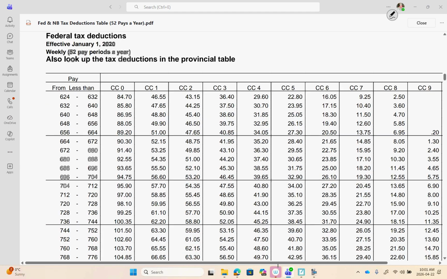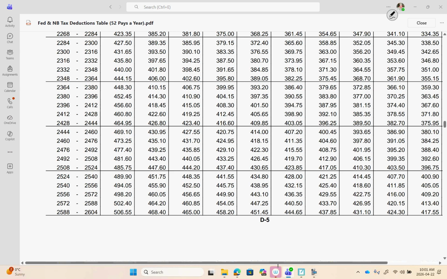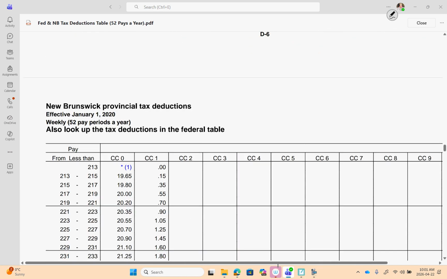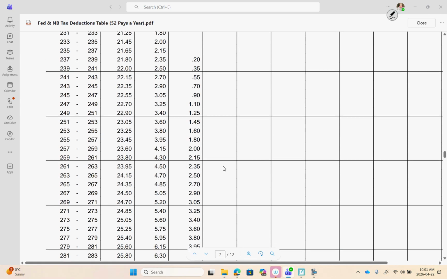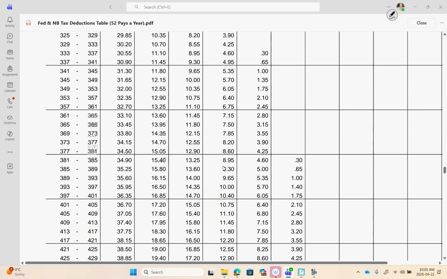So these are all still federal tax deductions. Wait for the heading to change to New Brunswick tax deductions, and then do the same thing. So here's New Brunswick tax deductions. It starts on page 7, and I'm looking for a taxable gross of 386. So I've got to keep scrolling. Here, 386 would be between 385 and 389. Claim code 0, claim code 1, 2, 3. How much are they taking? $9.30.